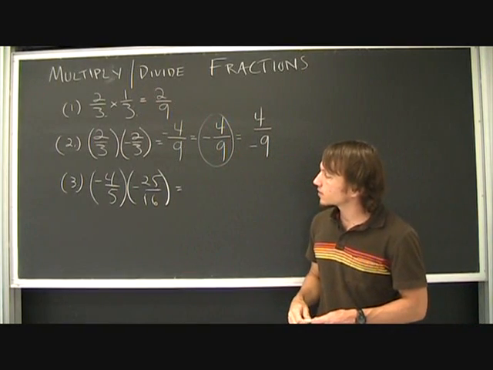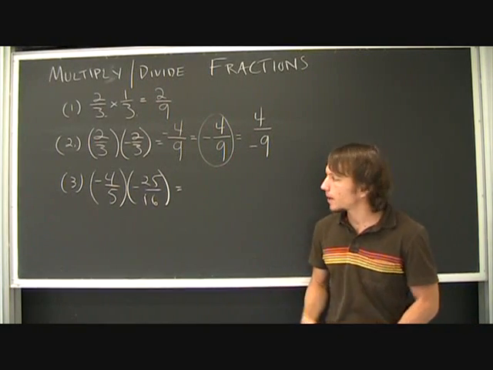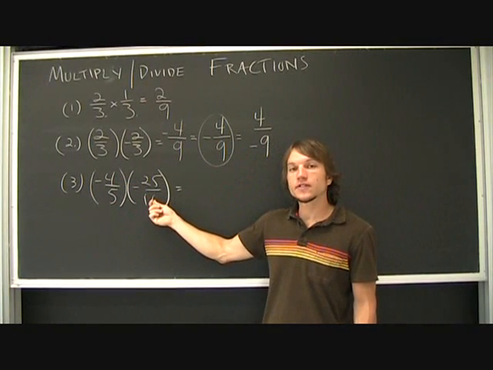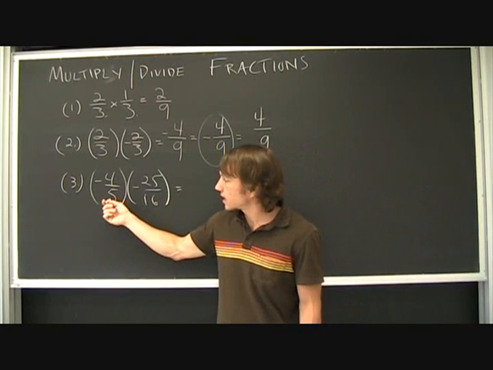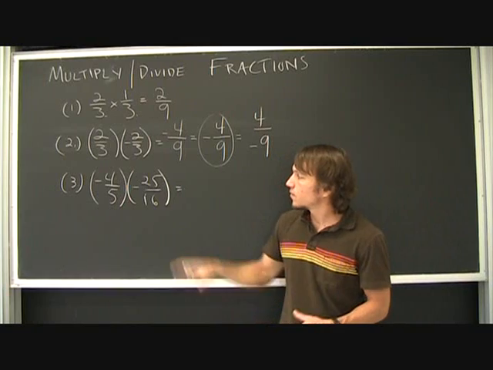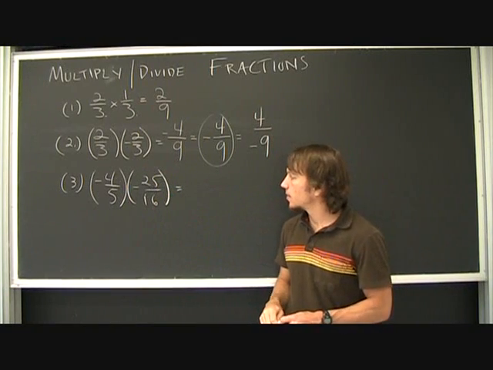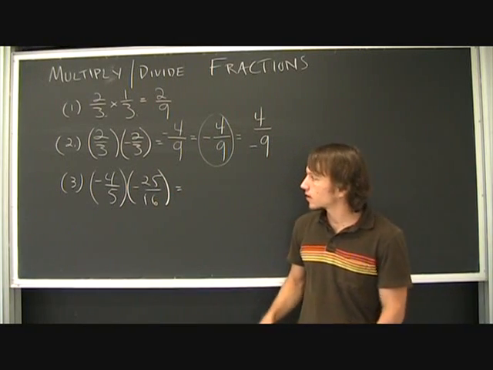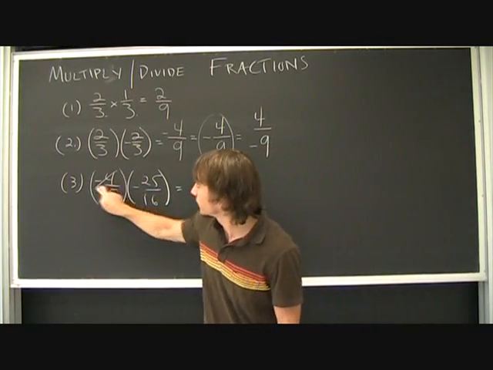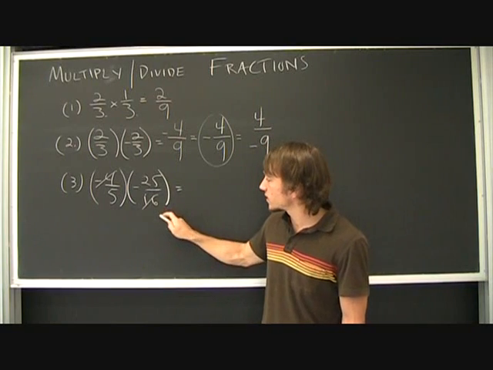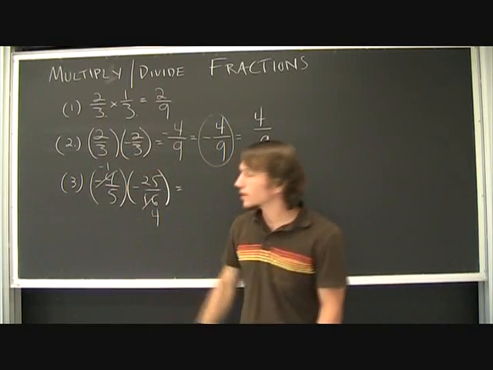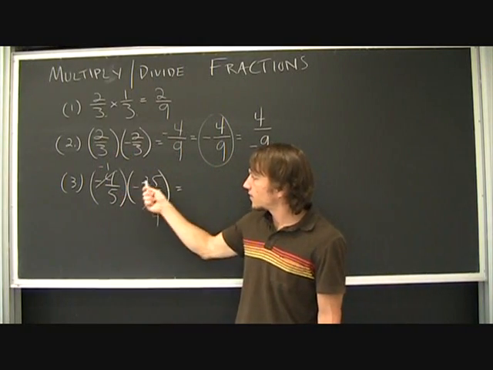But before I do that, there's some reduction I can do before I multiply. That is, I can find a number that goes into 4 and 16, and in this example, I can find a number that goes into 5 and 25. So I can reduce these fractions to make the multiplication problem a little bit easier. I know that 4 and 16 both have a common factor of 4, so I divide them both by 4. 4 goes into 16 4 times. 4 goes into negative 4 negative 1 time.